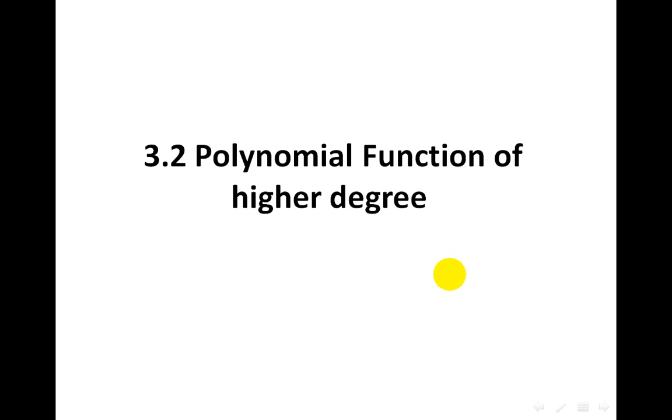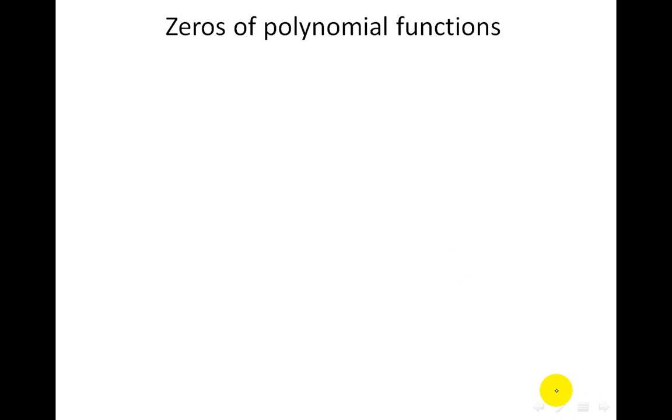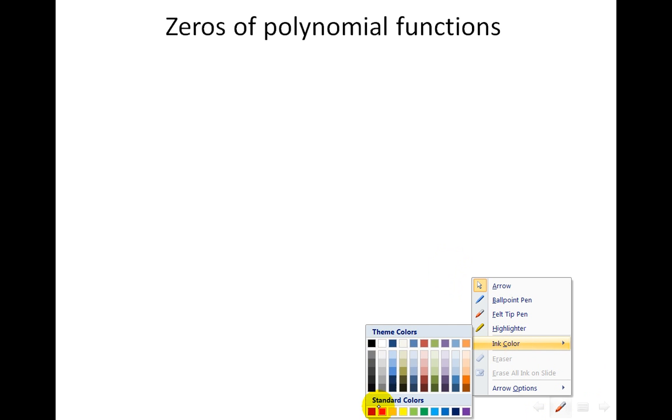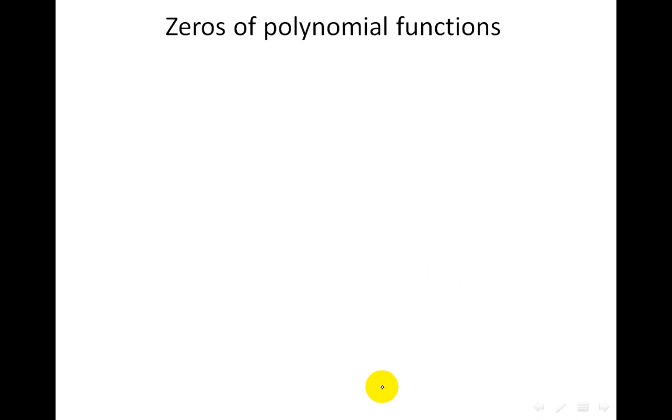Hello, still we're talking about 3.2, polynomial functions of higher degrees. So here we want to see how to find the zeros of functions. In the previous video we were sketching the graphs without their x-intercepts. So now we'll see how to find the zeros of polynomial functions. That means we're going to find the x-intercepts.